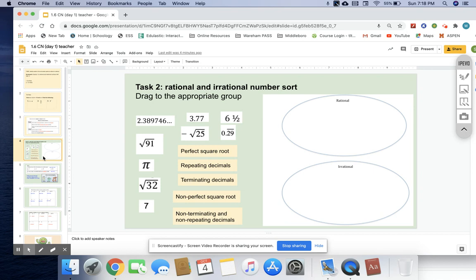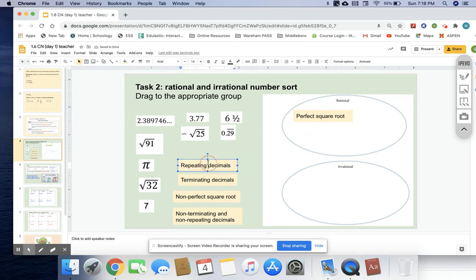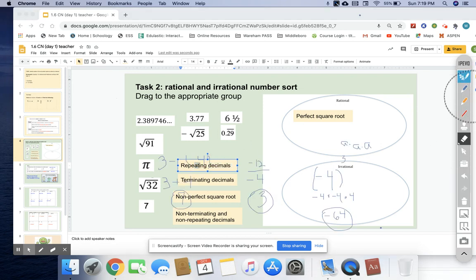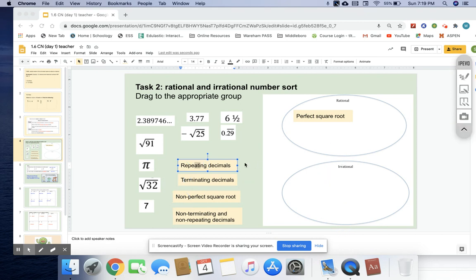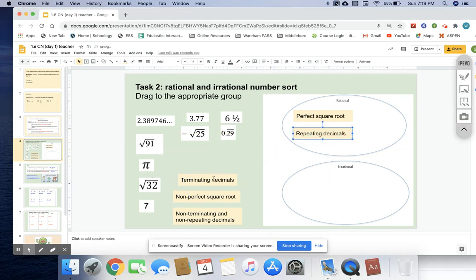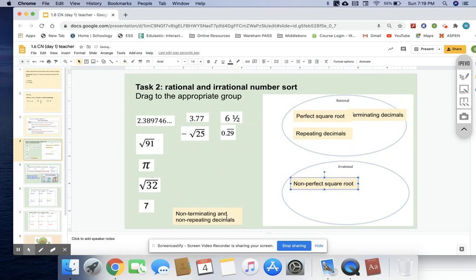All right, the next thing we're going to do is a rational and irrational number sort. So you want to drag to the appropriate group. For rational, they are perfect square roots. They are repeating decimals. They are terminating decimals. A non-perfect square root is an irrational number, and irrational numbers are non-terminating and non-repeating decimals.